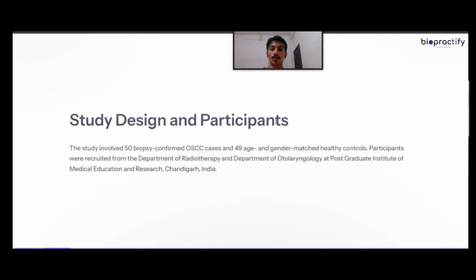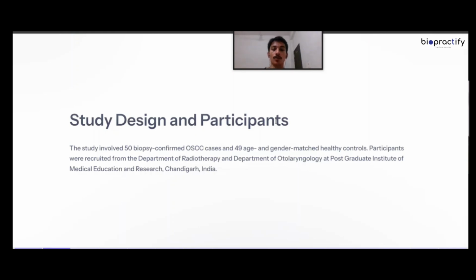All right, so moving on to the study design and participants. The study involved 50 biopsy confirmed cases, that is, 50 confirmed patients with their biopsies done, which confirmed the results of OSCC, and 49 age and gender matched healthy controls as well. So 50 biopsy confirmed cases of OSCC, and 49 others that were age and gender matched with the patients that had the cancer, who were healthy individuals in the control group.